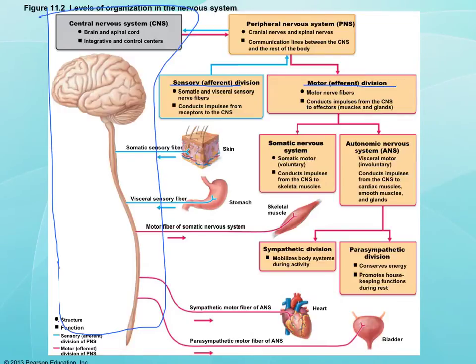And the motor division can be further divided into the somatic and autonomic systems. The somatic nervous system and the autonomic system, one is voluntary and the other is involuntary. So that gives you an idea when you see the control target. If it's voluntary, like skeletal muscle, those are controlled by the somatic nervous system. And everything else is normally involuntary, like a gland, like the heart, or like smooth muscle. Those are controlled by the autonomic nervous system. And the autonomic nervous system, the ANS, can be further divided into two different divisions.